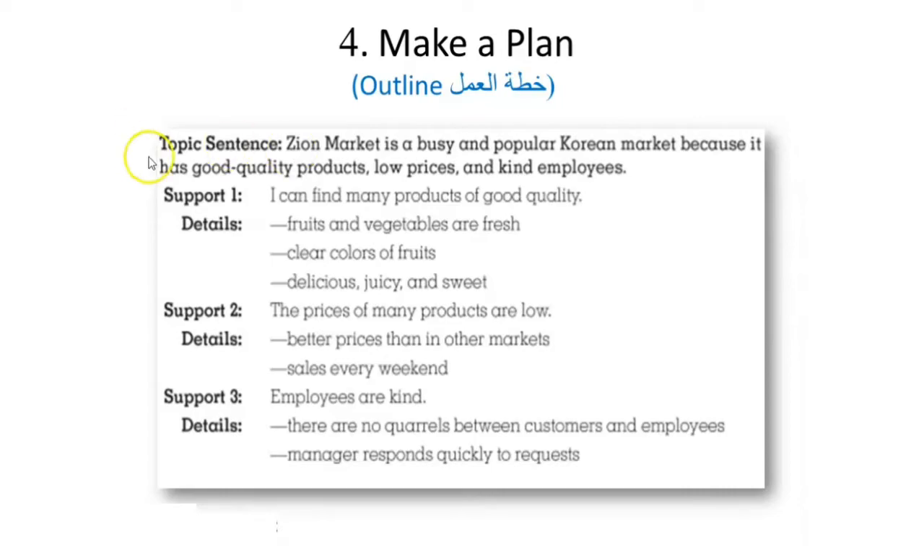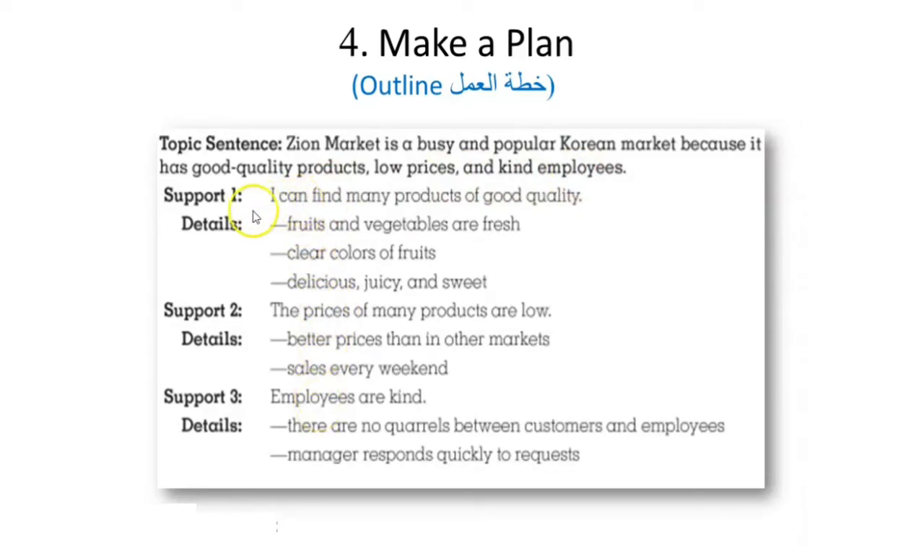And he said, I'm going to write about my neighbor's market. So what is the name of his neighbor's market? كان اسمه Zion Market. Now, what is the topic sentence that he wrote? He said, Zion Market is a busy and popular Korean market because it has good quality products, low prices, and kind employees. فإذا شو هن 3 supporting details he will provide? Number 1, good quality products. What is the second? Prices. What is the third? Employees. You can see them here, support 1, 2, and 3.